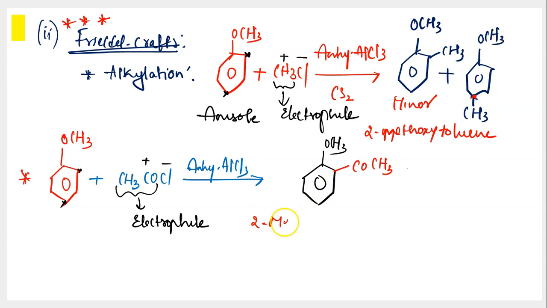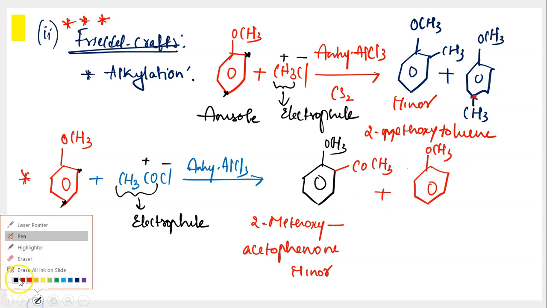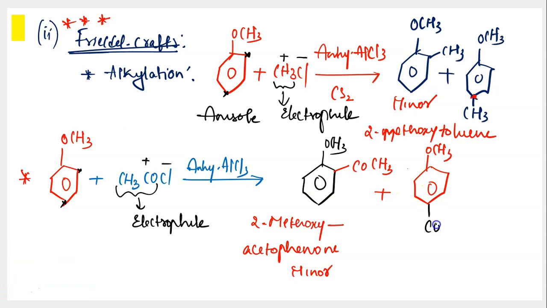2-methoxyacetophenone. Okay, and because it is the ortho product, this is also the minor product because of less stability. And the major product is going to be OCH3, and at para position you're going to observe the COCH3 group, and you call this molecule 4-methoxyacetophenone, and this is the major product because of stability.